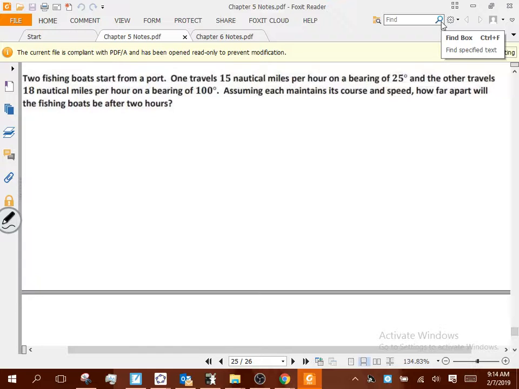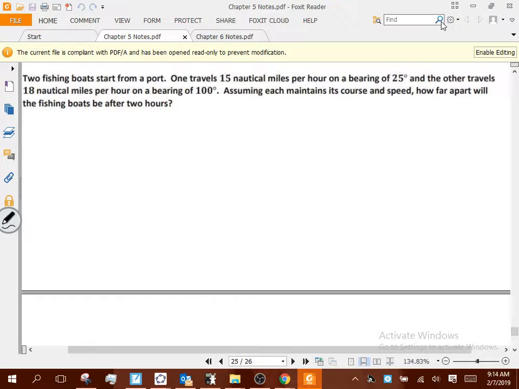You won't see a question where you've got to think about the ambiguous case like that on a test or a quiz. You will see an ambiguous case, but it'll be just a direct ambiguous case. It won't show up as you're trying to solve for something else. So this question here says 2 fishing boats start from a port.